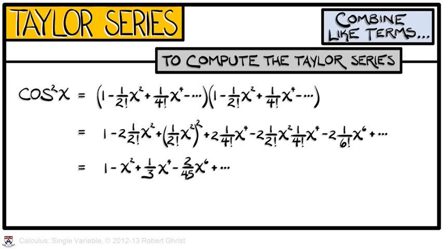With a little bit of work, it's easy to get the low order terms and to get 1 minus x squared plus x to the 4th over 3 minus x to the 6th times 2/45, etc. If you want more terms, you're going to have to do a bit more work. One thing that you can note, however, is that this must be 1 minus sine squared of x. And so from this, we obtain the Taylor series for sine squared of x as well.